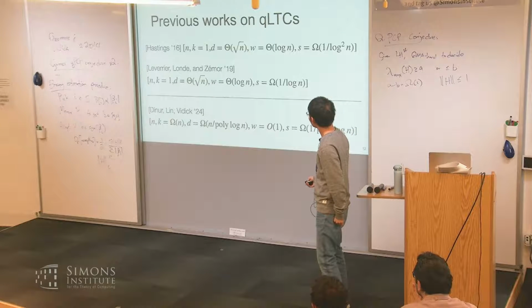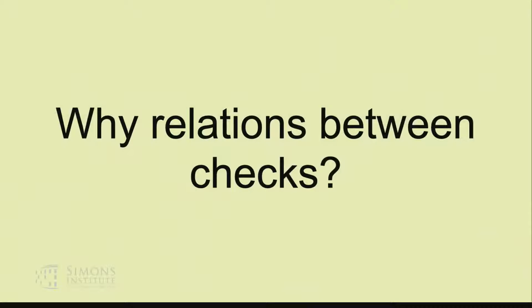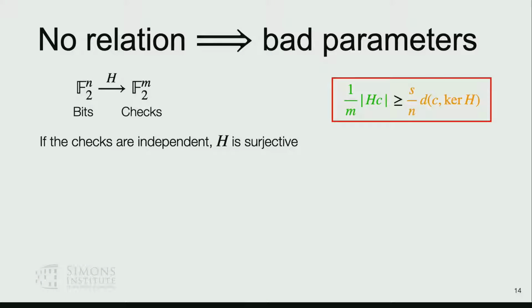Okay. All right. So now we'll go into... Oh, actually, now I will come back to the question about the relation between checks. Why do we need them? In fact, there's a very simple reason. If there's no relation, then the parameter would be very bad. So let me just explain why that happens.